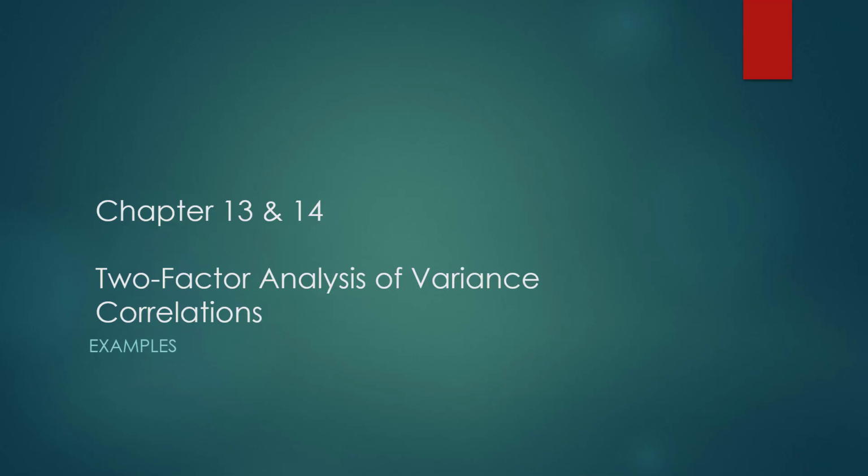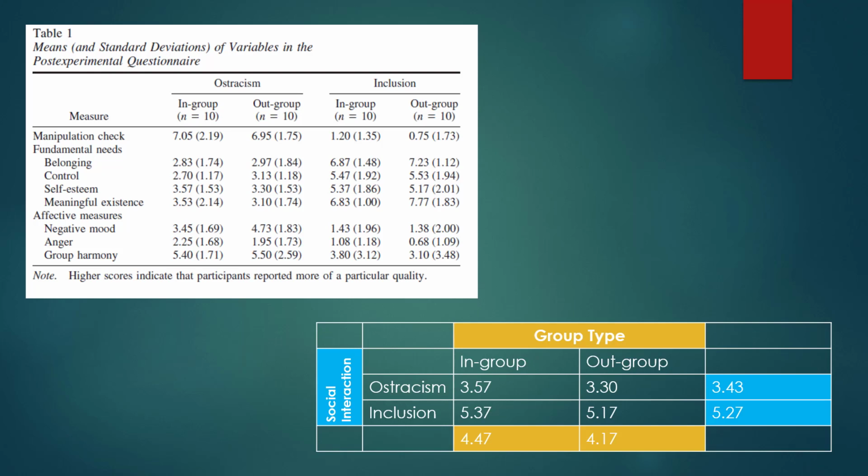This video will continue to discuss the two-factor analysis of variance, and we'll go through some specific examples to help you understand the main effects and the interaction. So here's the example that we've been discussing, but in previous videos we've only seen the word means in these different boxes. Now I've gone to a table from the actual paper, and I've taken the numbers for self-esteem.